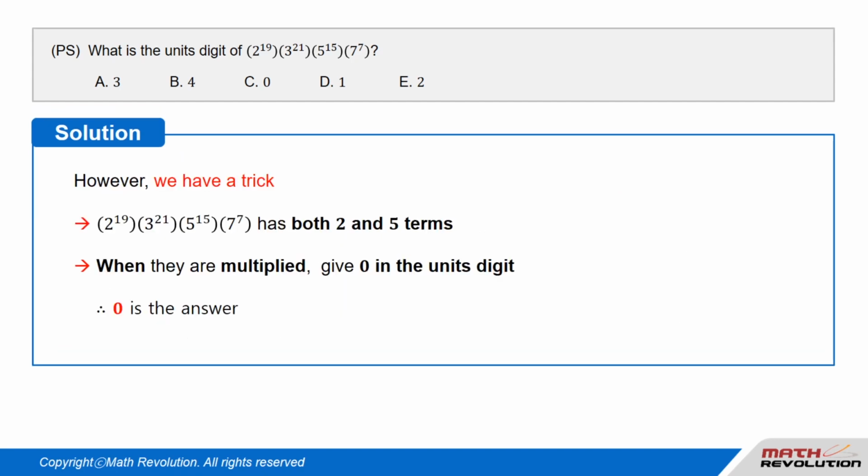However, we have a trick that would give you an answer immediately. Now, the term 2 to the power of 19 times 3 to the power of 21 times 5 to the power of 15 times 7 to the power of 7 has both 2 and 5, which when multiplied would surely give you a 0 in the units digit. Thus, 0 is the answer. Hence, C is the correct answer.